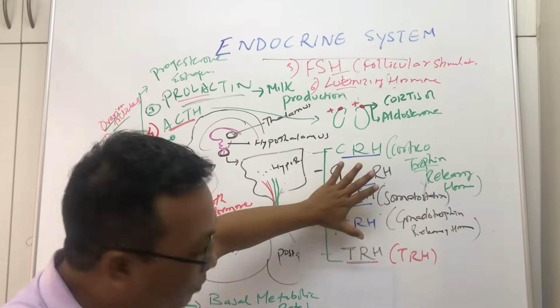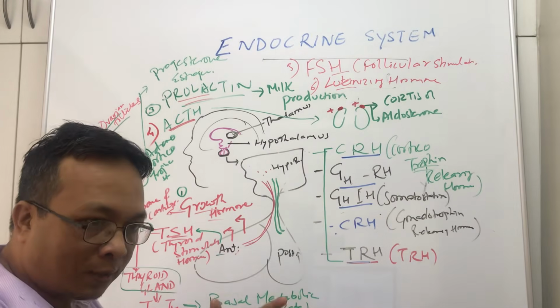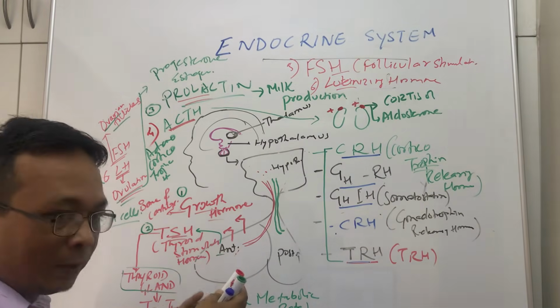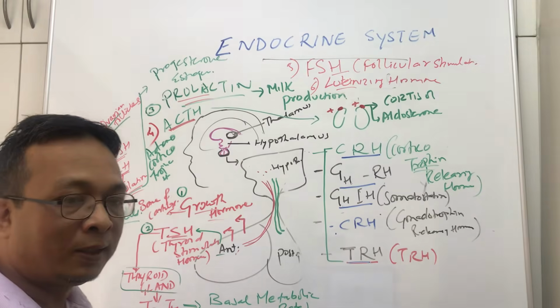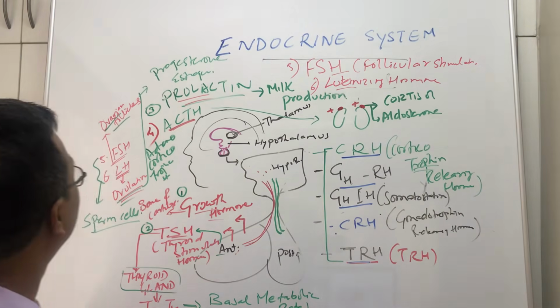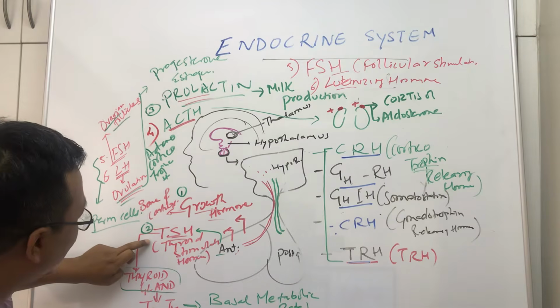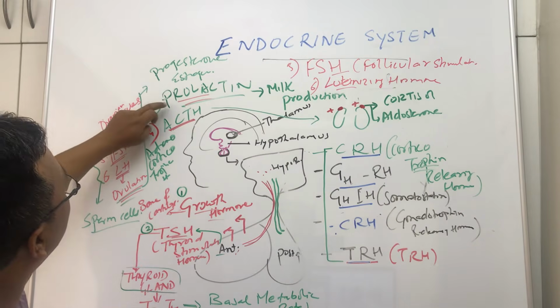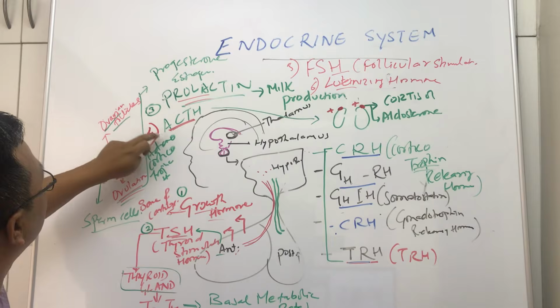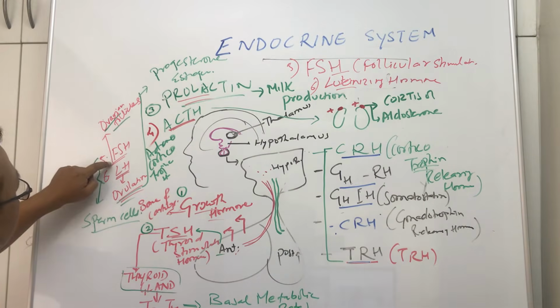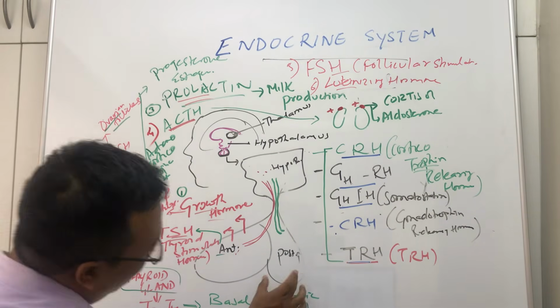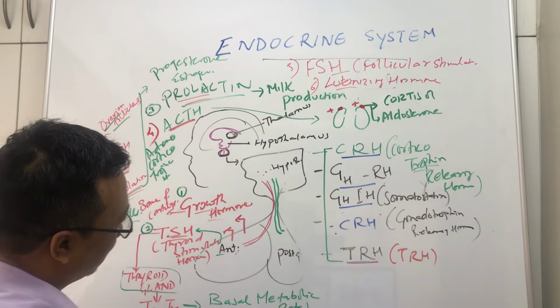So these are the 5 hypothalamic hormones which are controlling the anterior pituitary gland. So anterior pituitary gland releases 6 hormones. Number 1 is growth hormone. Number 2, TSH, thyroid stimulating hormone. Number 3, prolactin. Number 4, ACTH. Number 5 and 6 are FSH and LH.